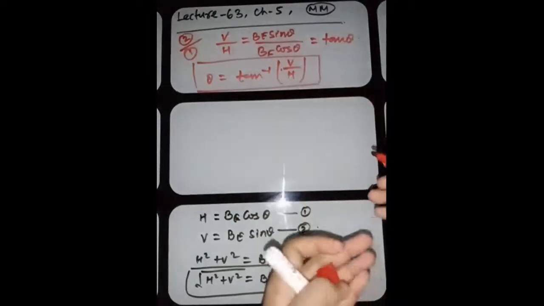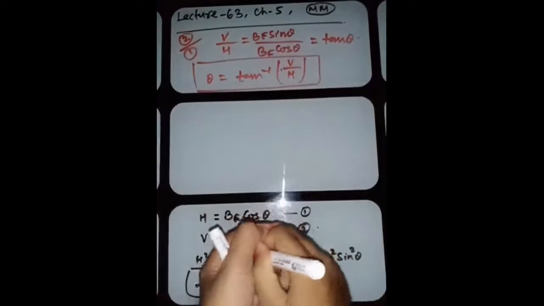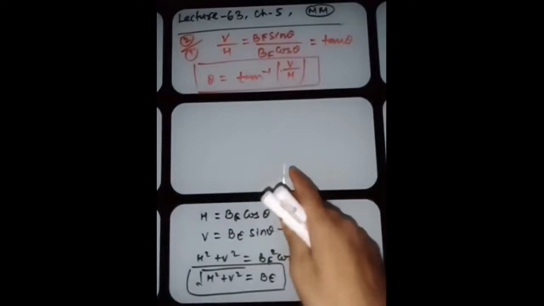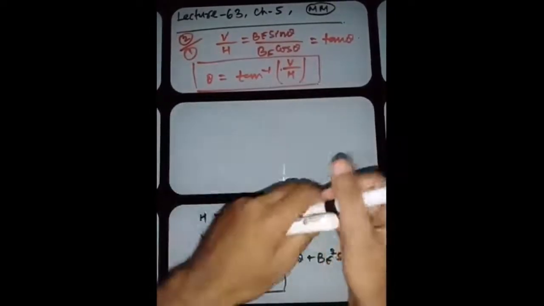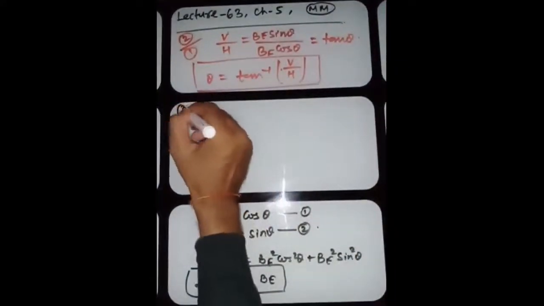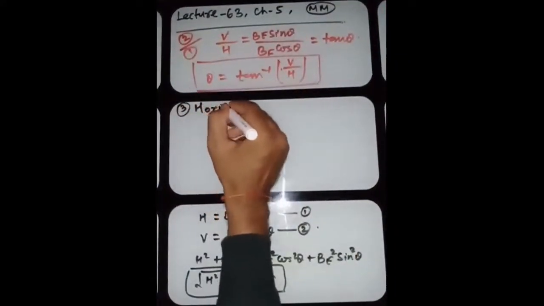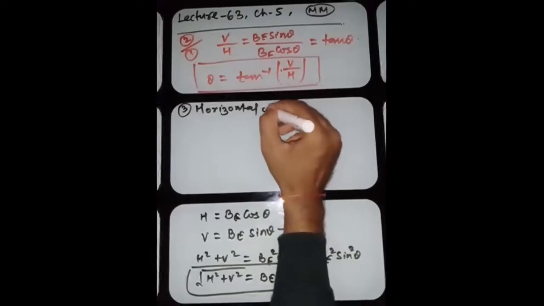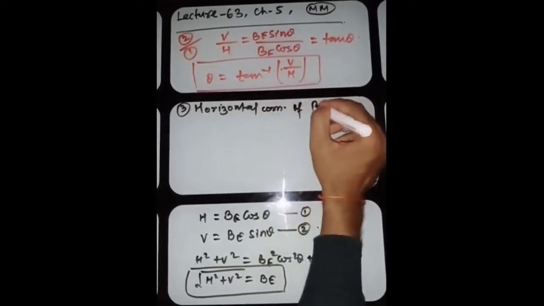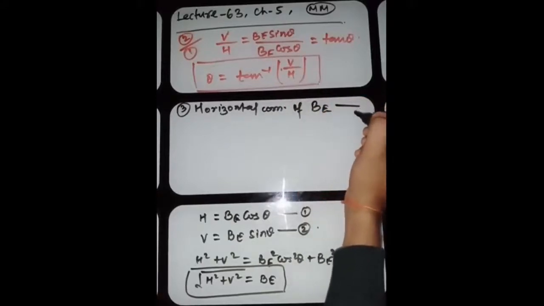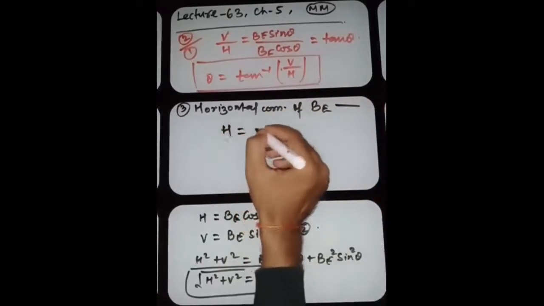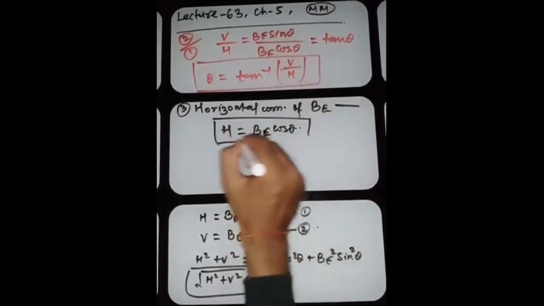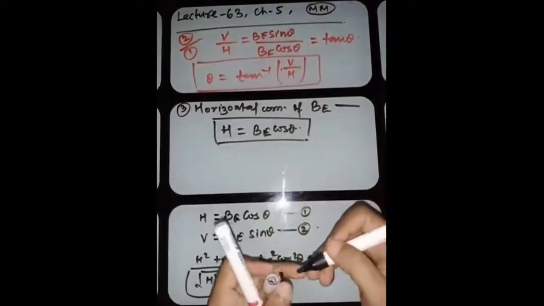Suppose if the angle of dip is given somewhere, then you will have the relation between the vertical and horizontal components of the Earth's magnetic field. Okay, my dear students, now what was the third component? The third component was the horizontal component of the Earth's magnetic field, that is BE. It is quite clear. The horizontal component is nothing but H, and it is BE cos theta. Already you know about this theta. It is the angle of inclination.